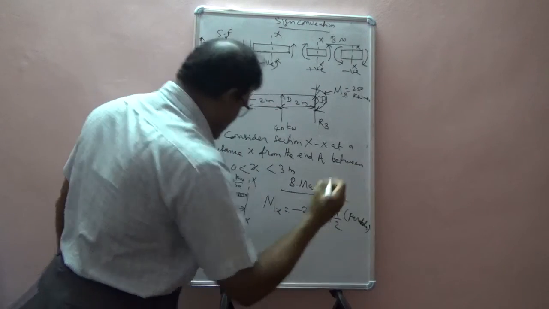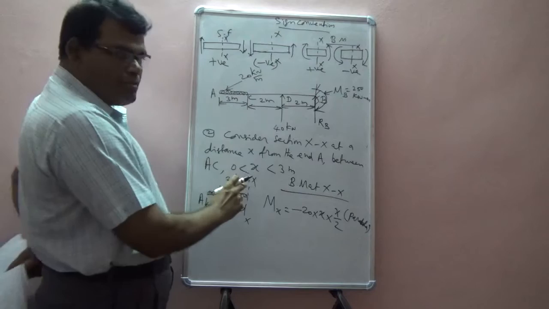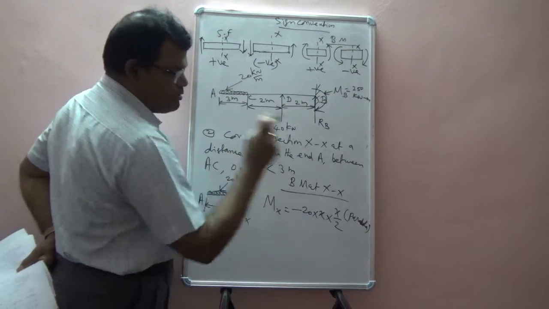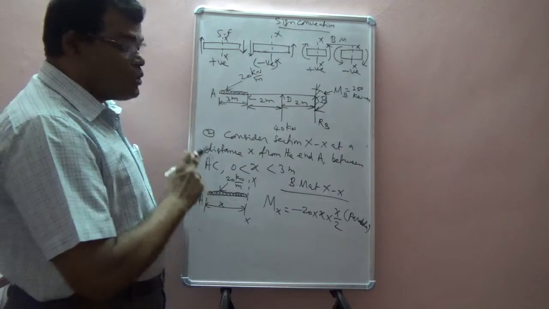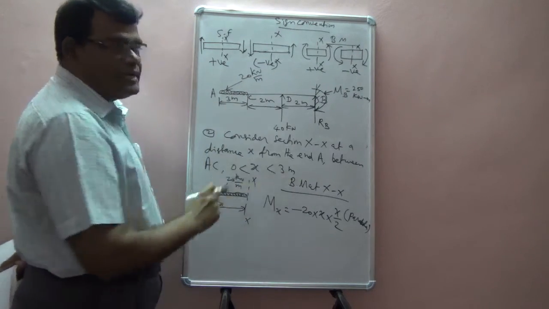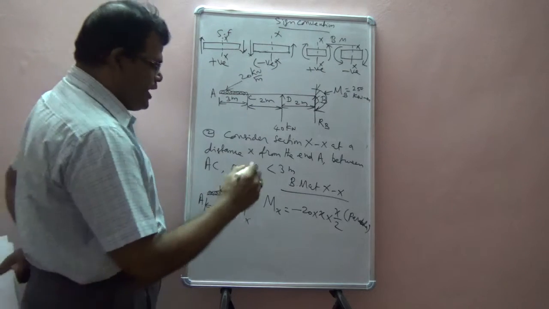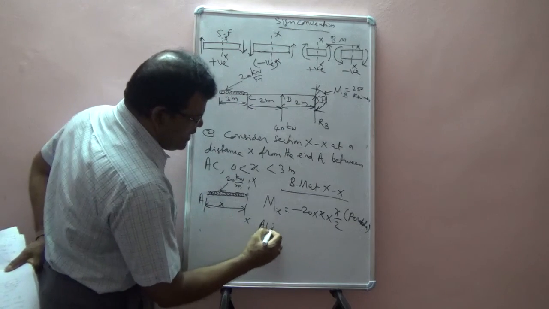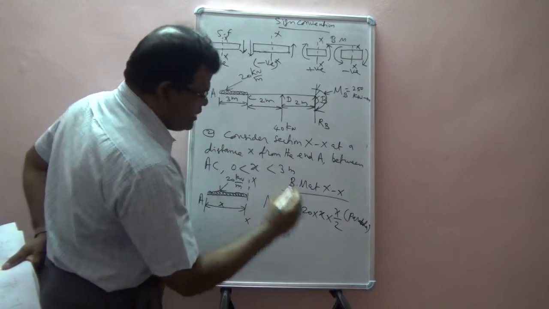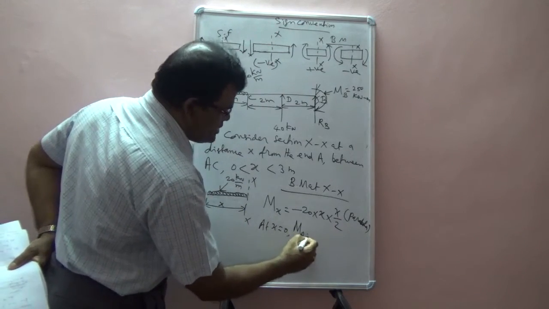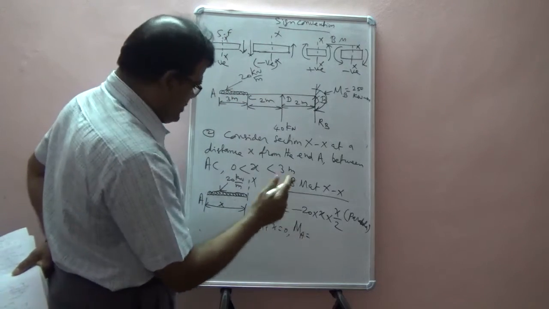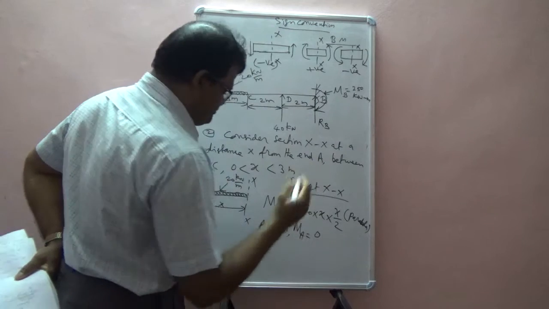What it indicates is that the bending moment equation between A and C follows a parabola. Therefore when you draw the diagram, the parabola must be there in the bending moment diagram. Now at x equal to 0, it indicates point A, that is, the bending moment at A. Therefore MA will be equal to 0.